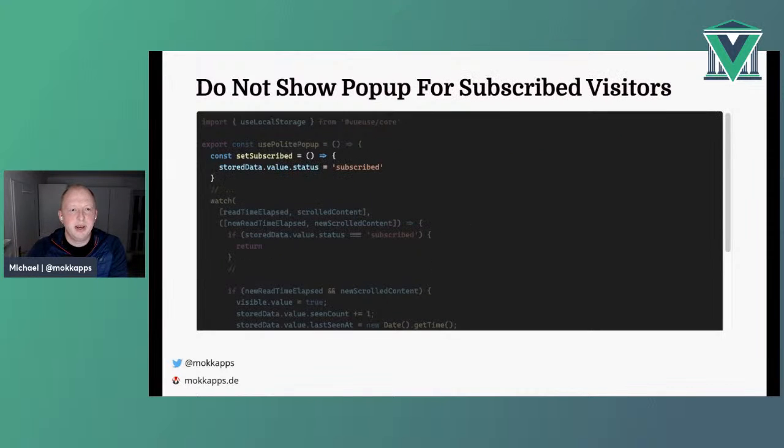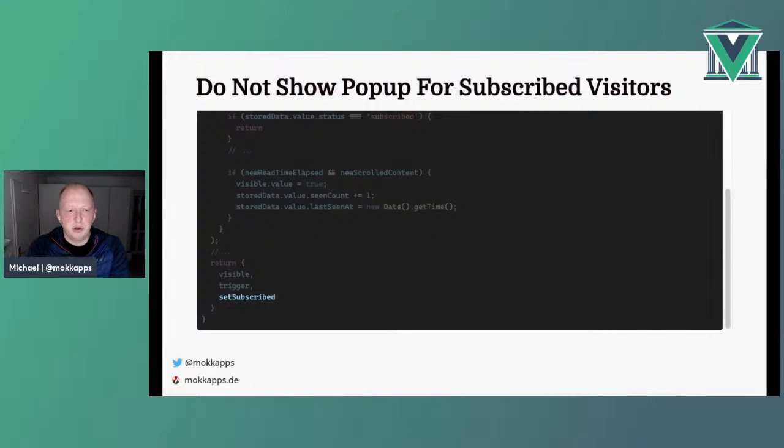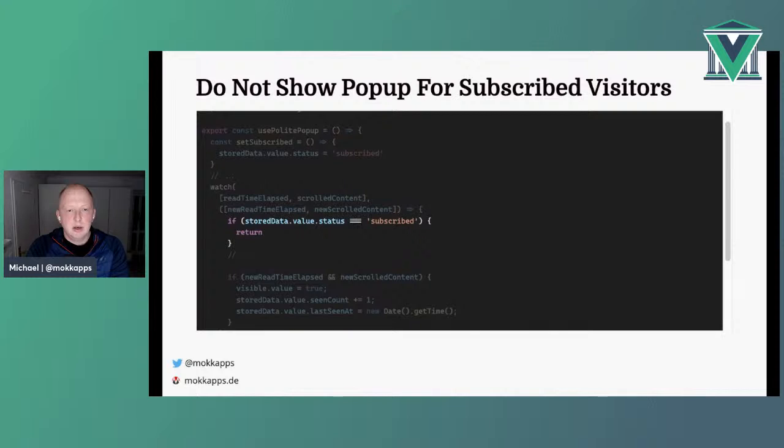So this is cool. We can go one step further, because if a visitor is already subscribed, we don't want to show the pop-up to them because they already subscribed to the newsletter, and that's fine for us. We don't want to annoy the visitor with the pop-up anymore. Therefore, we create a new method called setSubscribed, which updates the status inside local storage. Of course, we need to return this method in our composable. And we add another guard, which checks, is the status in local storage subscribed? If yes, don't show the polite pop-up.